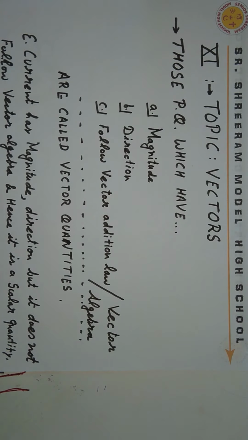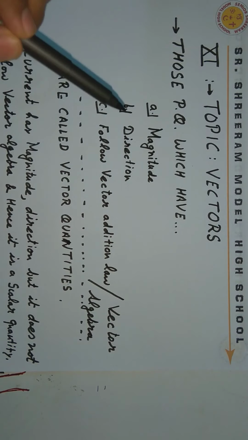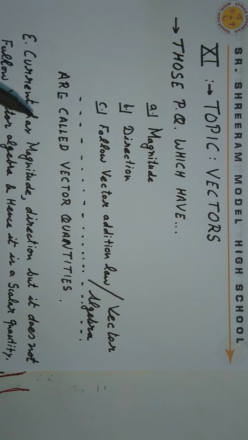Those physical quantities which have magnitude as well as direction, and which follow the vector addition law or vector algebra, are called vector quantities. So from this we must know that a physical quantity must obey all three conditions simultaneously to be a vector. Otherwise, it will not be a vector, rather a scalar quantity.